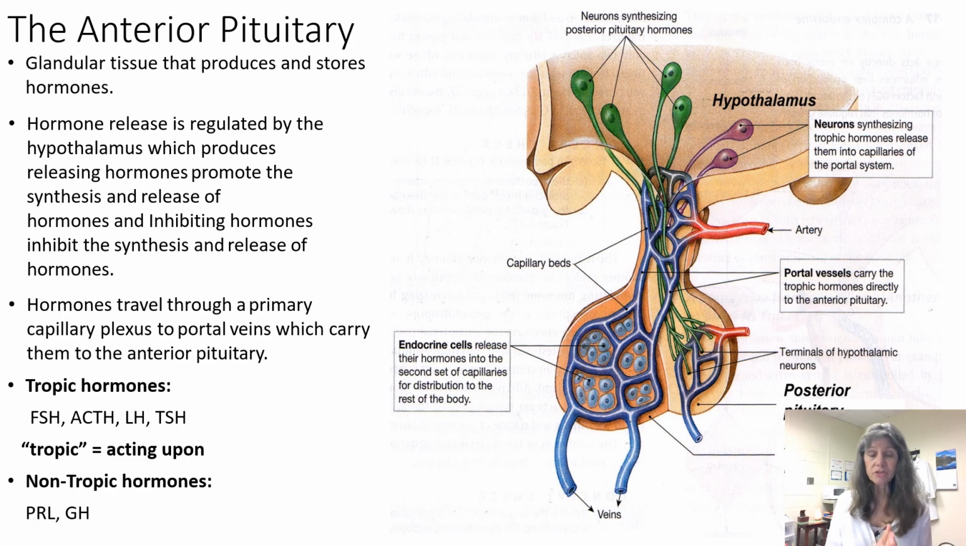So the hormones that are produced by the anterior pituitary include tropic hormones and non-tropic hormones. Tropic means acting upon, and tropic hormones, including follicle-stimulating hormone, adrenocorticotropic hormone, luteinizing hormone, and thyroid-stimulating hormone, are named so because they will stimulate other endocrine glands to produce hormones. Whereas non-tropic hormones like prolactin and growth hormone do not stimulate other glands to produce hormones. That's the difference between the two.